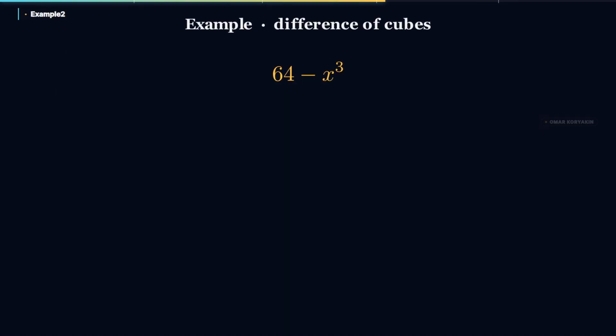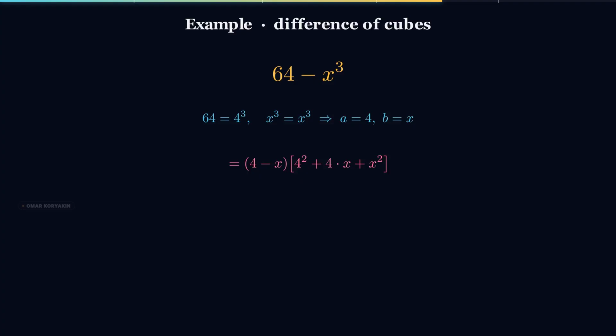Example 2. Factor 64 minus x cubed. The minus sign signals a difference of cubes. The order matters this time, the cube being subtracted comes second, so we read this as 4 cubed minus x cubed. 64 is 4 cubed, because 4 times 4 times 4 is 64. x cubed is just x cubed. So in the formula a equals 4 and b equals x. Notice that a is the larger one being subtracted from, and b is the one being subtracted off.